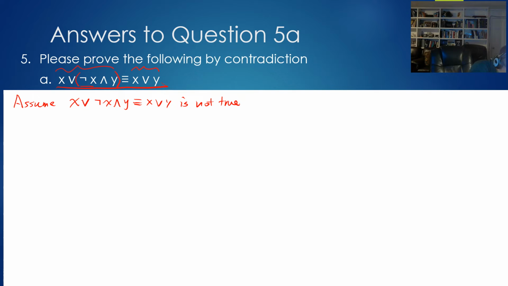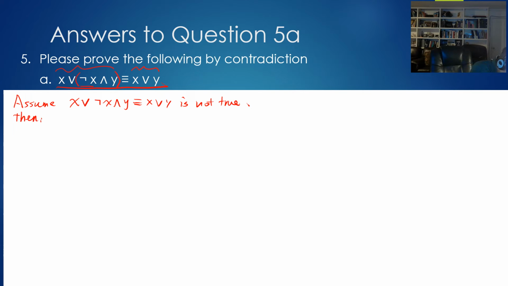Now, if this is not true, then it means that either the left side is 1 and the right side is 0, or the left side is 0 and the right side is 1. Okay, so these are the only two possibilities. So we need to prove that either case is not possible.